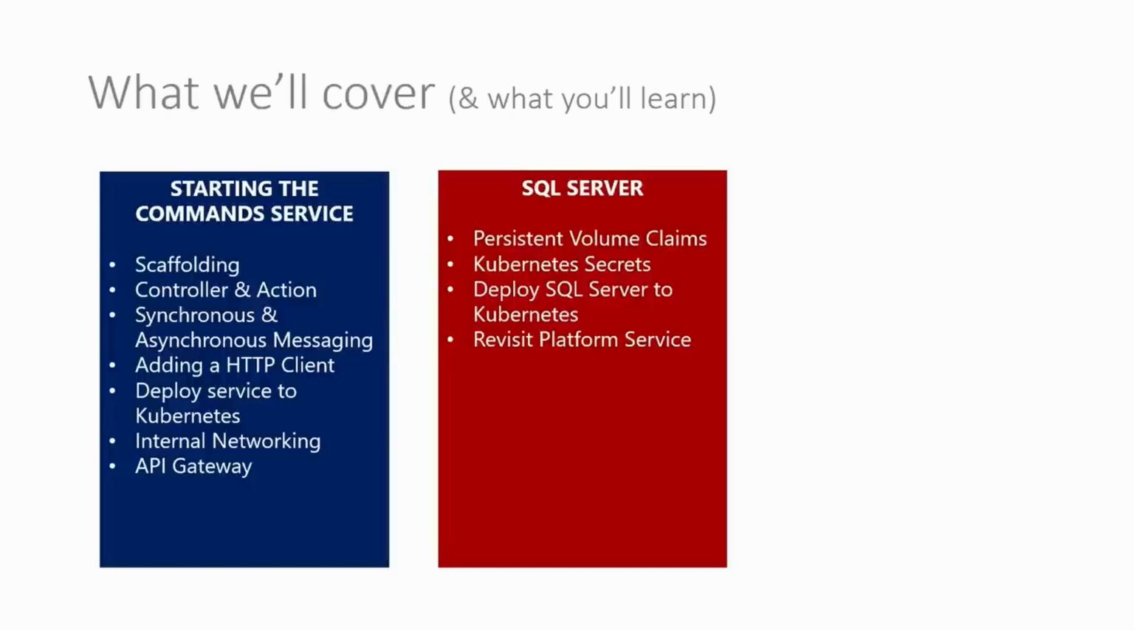In Part 5, we move on to SQL Server. Every service has its own database, so this is the SQL Server for our platform service. As part of setting up SQL Server, we talk about something called persistent volume claims. We look at Kubernetes secrets. We deploy SQL Server to Kubernetes, obviously, and we revisit our platform service.